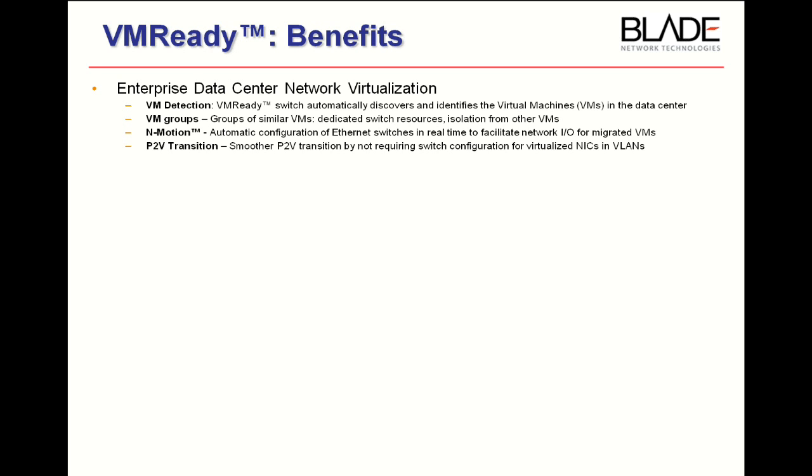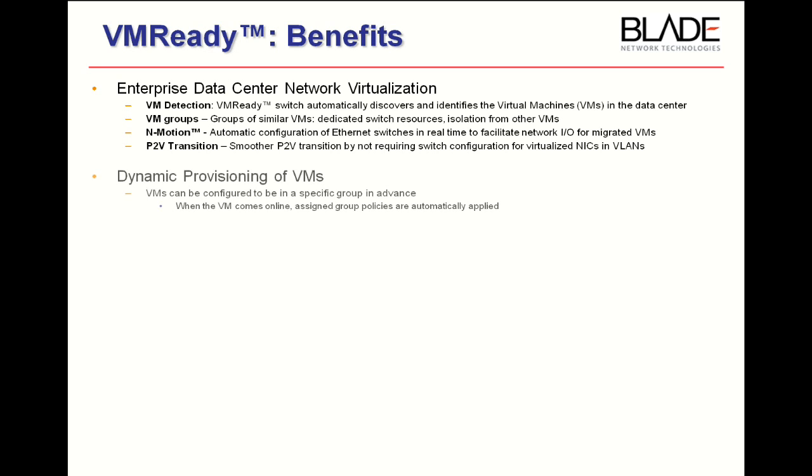Then we also help in P2V transition. When you do P2V transition, and if the physical machine had VLANs in them, then you will have to change your network configuration to match those VLANs of the new VM. With VMready, you don't have to do that. We also help in dynamic provisioning of virtual machines, which means that once you have the VMs provisioned in your virtualization vendor software, you can also put those VMs in advance in specific groups of your choice in VMready software on switches. And when those VMs come alive, they actually have the right policies assigned to them.